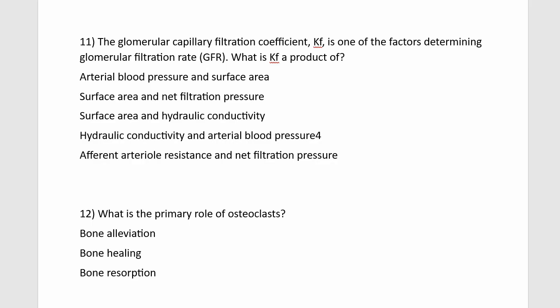Okay, question 11. The glomerular capillary filtration coefficient, or KF, is one of the factors determining glomerular filtration rate, or GFR. What is KF a product of? Is it arterial blood pressure and surface area and net filtration pressure, surface area and hydraulic conductivity and arterial blood pressure, or afferent arterial resistance and net filtration pressure?